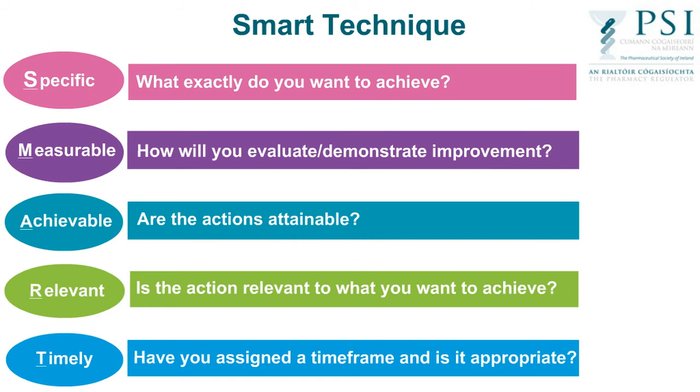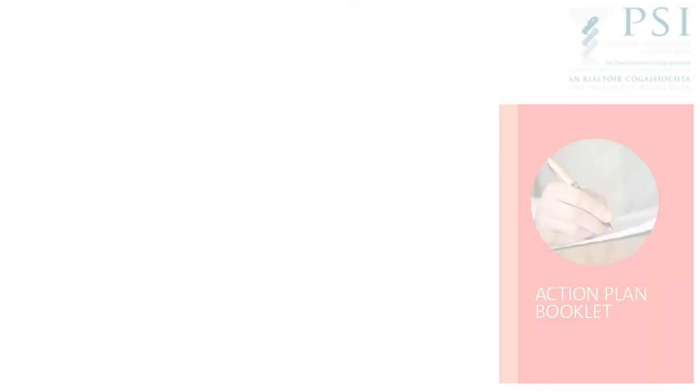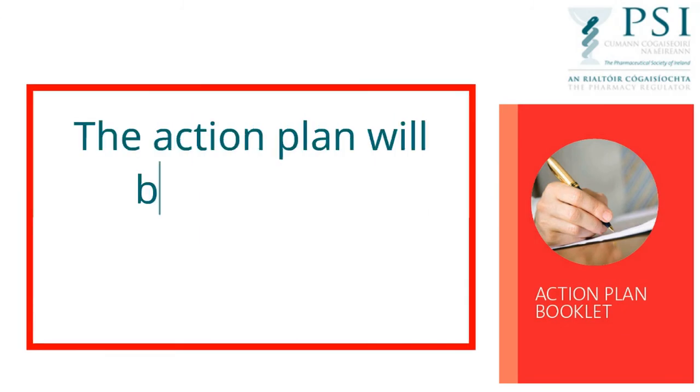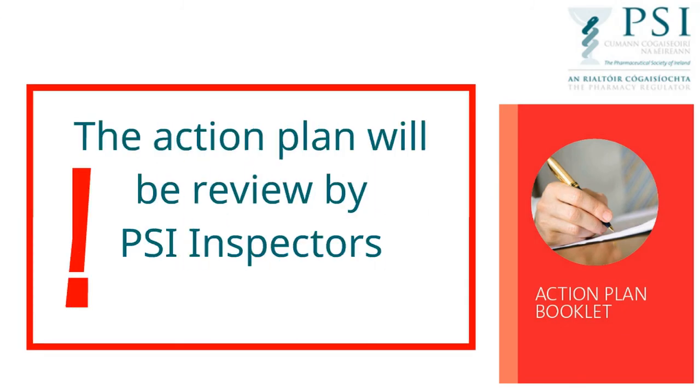Ask yourself how you will measure the results and what changes you hope to see. Achievable. Actions need to be attainable within realistic timelines. And relevant. Your action needs to be relevant to what you want to accomplish. Timely. Is the timeline appropriate? For example, in an area for improvement requiring immediate action, this should have a short timeline. The action plan booklet will be reviewed by PSI inspectors at the time of inspection.